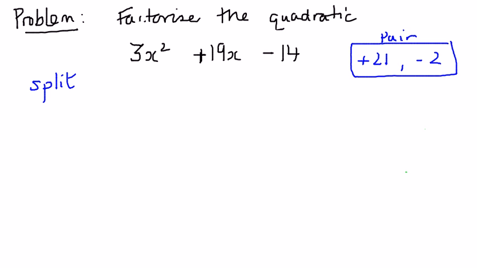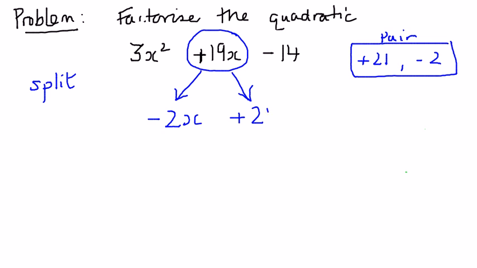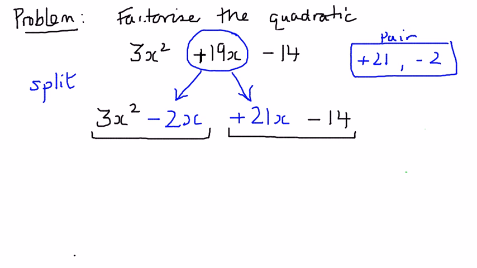So now we have found the pair that we were searching for, positive 21 and negative 2, we need to split the centre term into 2 parts. Usually it's helpful to select the negative first, so I'm going to change this plus 19x into negative 2x plus 21x. So now my quadratic has 2 pairs. It has the first pair and the second pair, which we are going to factorise in turn.